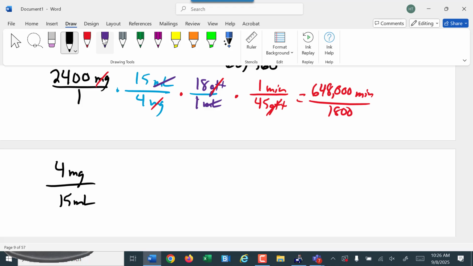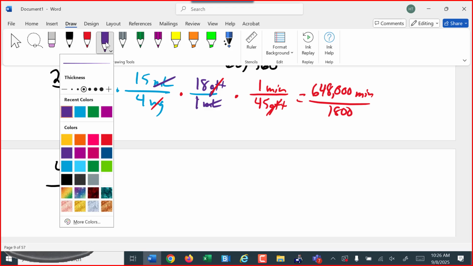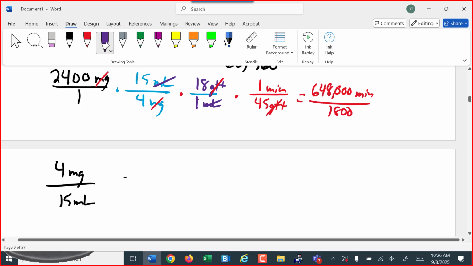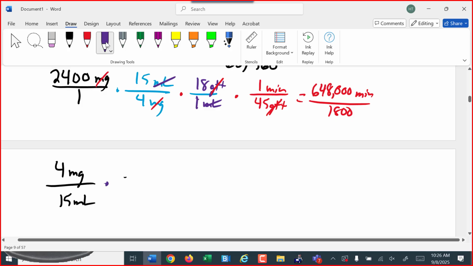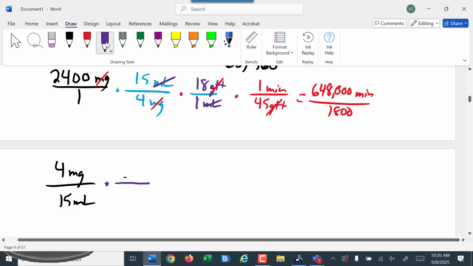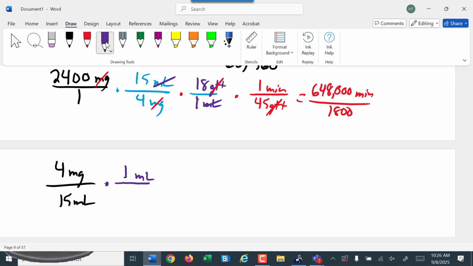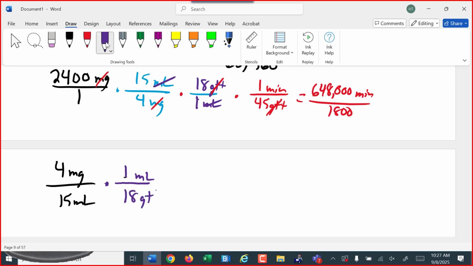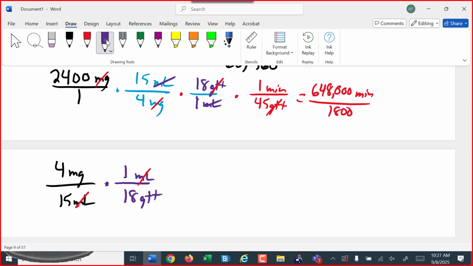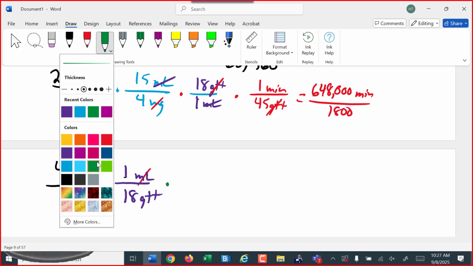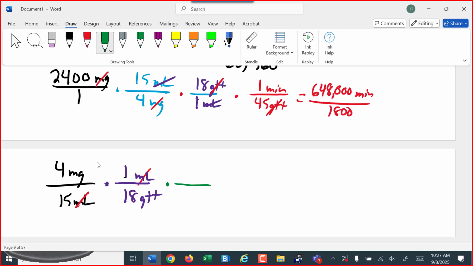If you happen to start there, we'll still get to a usable result. I have to cancel out both the milligrams and the milliliters. The milligrams, I have the doctor's order, so we'll get to that. Let's do the milliliters. I have 1 milliliter equals 18 drops. Milliliters will cancel out. I have 45 drops per minute.